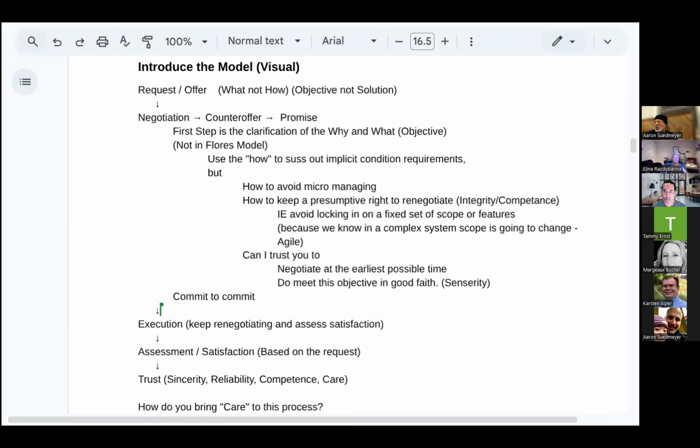So what do you guys, this was really applicable in work, but you may find it personal. Where have you sort of seen this, how to avoid micromanaging, or this presumptive right to renegotiate? It means, like you said, you think you're going to do it this way. This is how I think I'm going to implement it. And then you change your mind because you learned something and you can rescope. How do you sort of keep that alive when you're working in this type of commitment model?